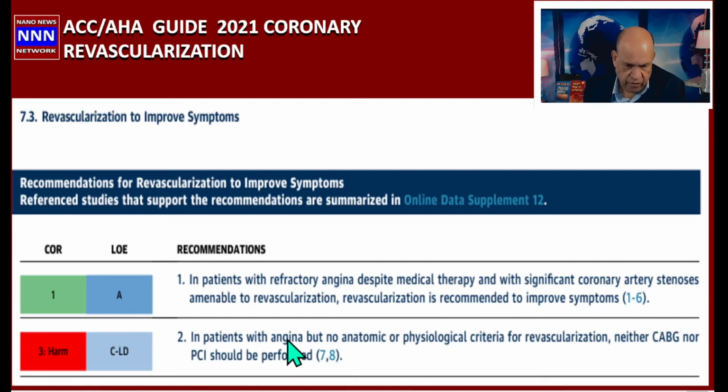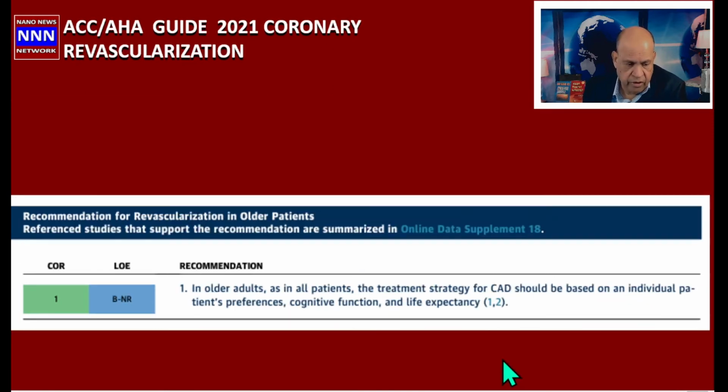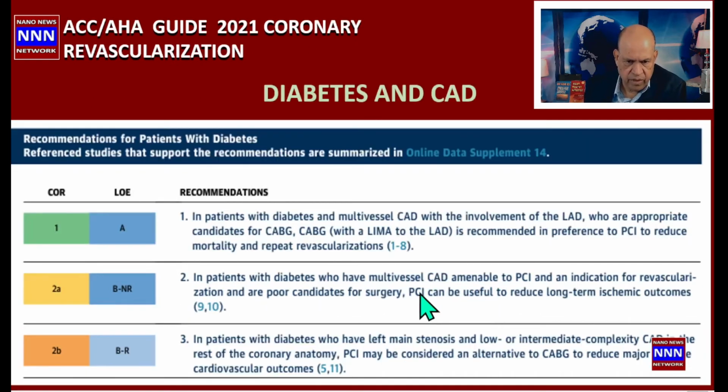It is harmful if the patient has angina but no anatomic or physiological criteria for revascularization, neither CABG nor PCI. So if they don't have an anatomy suitable for PCI or CABG, it doesn't make sense to venture into that path. In older patients, as in all patients, treatment of CAD should be based on the individual patient's preference, cognitive function, left ventricular function, their functionality, life expectancy, and a whole bunch of other things.